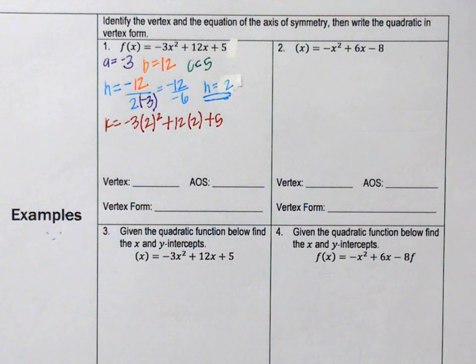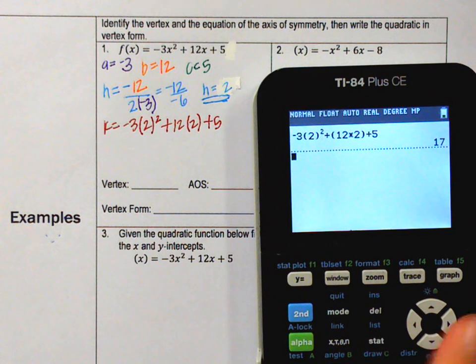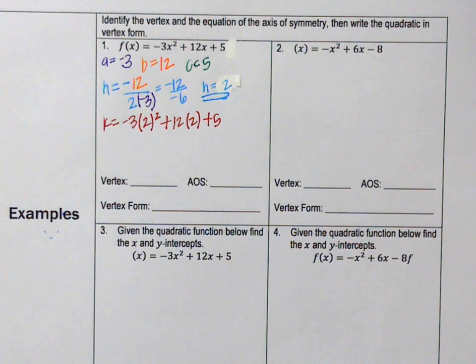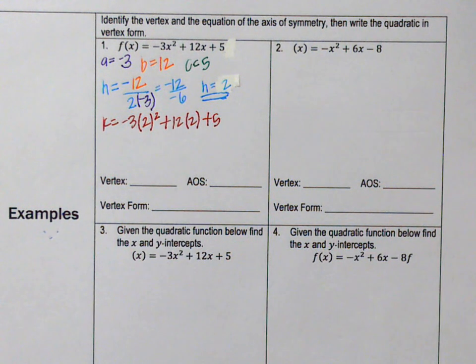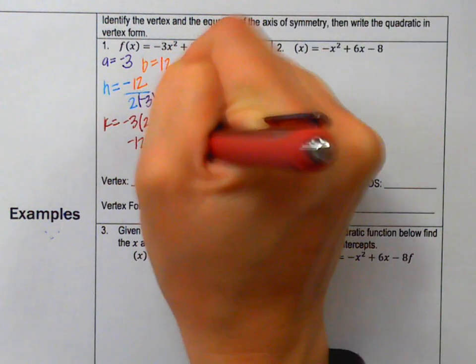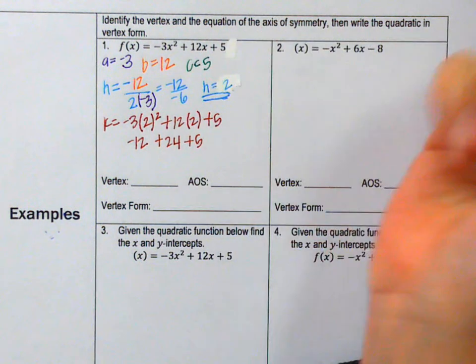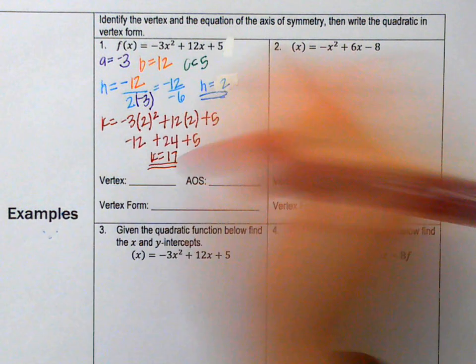Okay, so now that we have our H value, we can use this to plug it in to find our K value. So our K value is going to be equal to -3. The 2 goes in for X, so 2 squared plus 12 times 2 plus 5. Now, like I've said many times before, I just do this whole thing in my calculator. So -3, 2 squared plus 12 times 2 plus 5 gets me a +17. If you want to do it out, you're more than welcome to. Remember, that's 2 squared, so 4, and then 4 times -3 is -12 plus 24 plus 5. So it gets us still, either way you do it, a K value of 17.